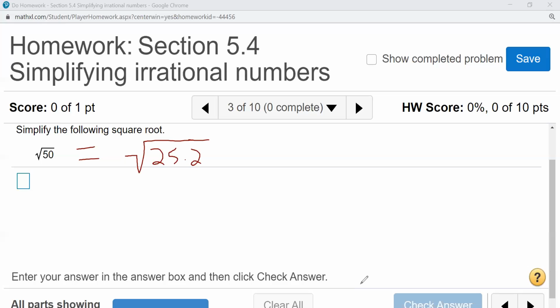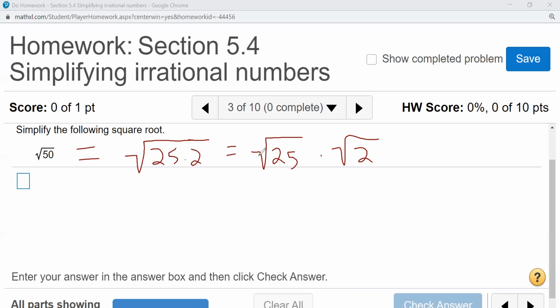According to certain rules of square roots, I'm multiplying inside the square root like this. I can separate this into multiplying two separate square roots: square root of 25 multiplied by square root of 2. Why can we do that? It's technically because of the product rule of exponents, but we have not learned yet that square roots are just taking an exponent of sorts.